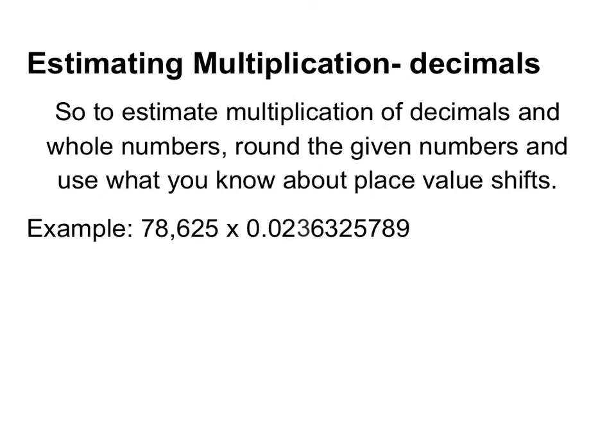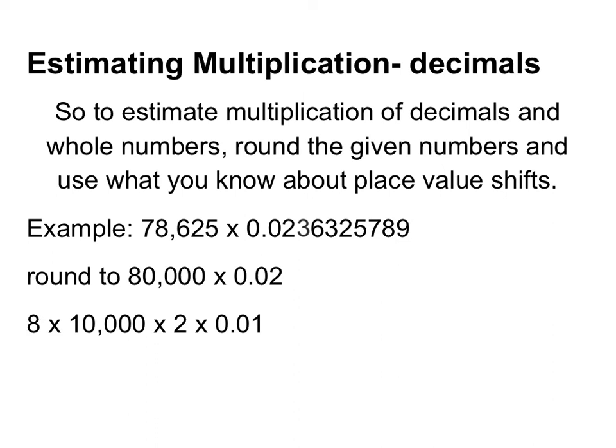So for example, I have this large number and this small number multiplied together, and I want to estimate this. The first thing I'm going to do is round. I'm going to round this to 80,000 times 2 hundredths. And then I'm going to break this down. So my 80,000 becomes 8 times 10,000. My 2 hundredths becomes 2 times 100th.